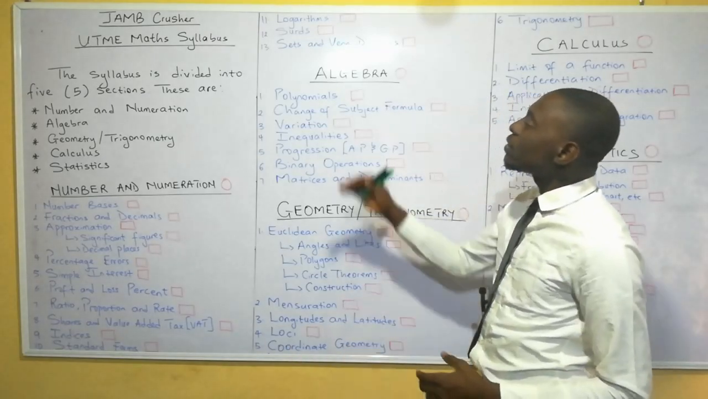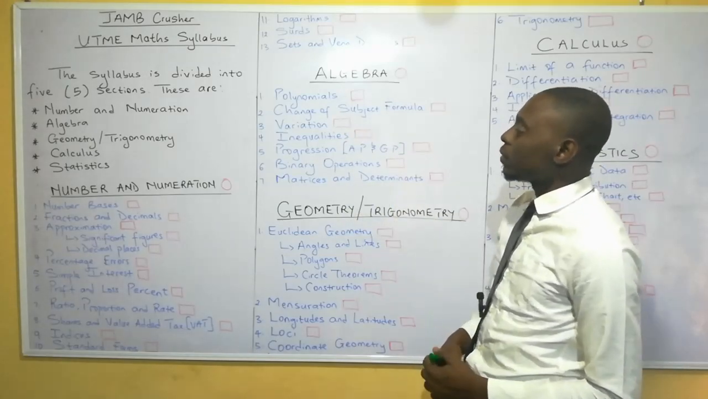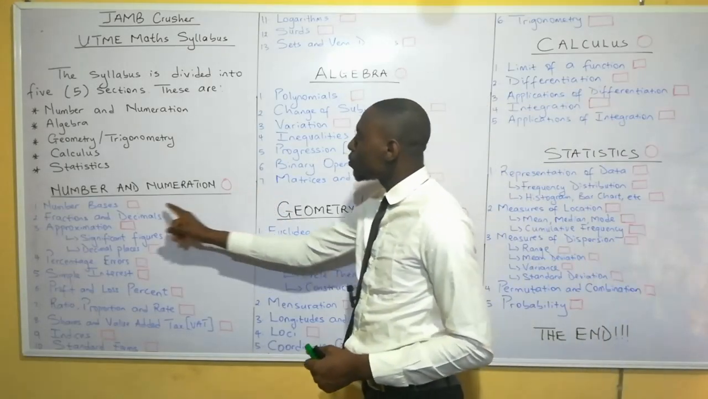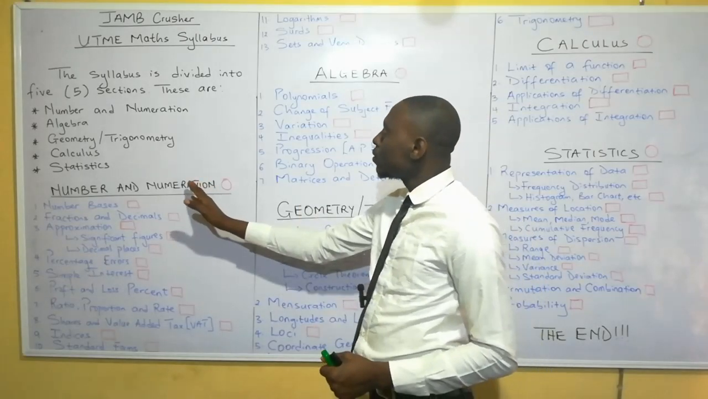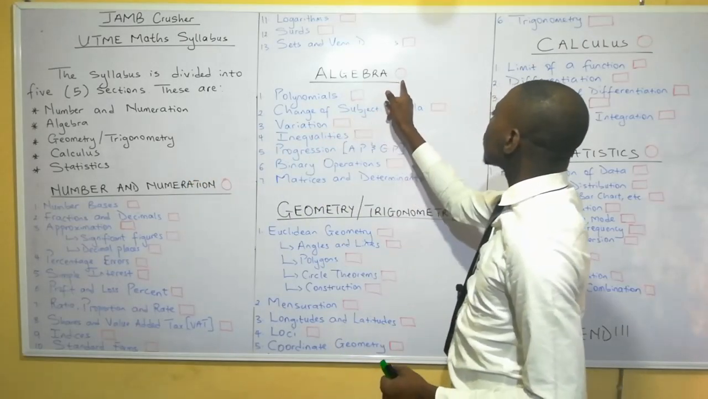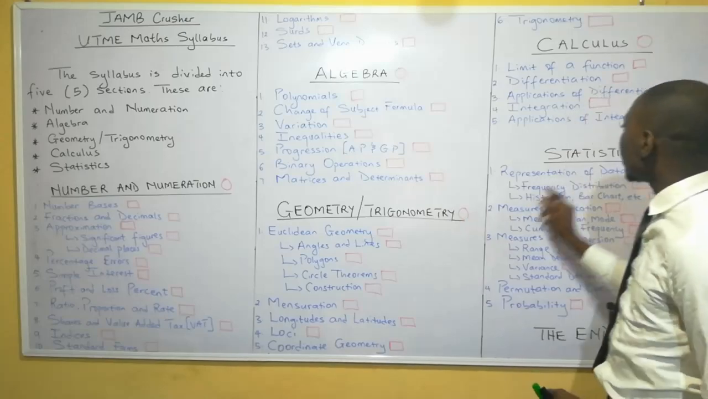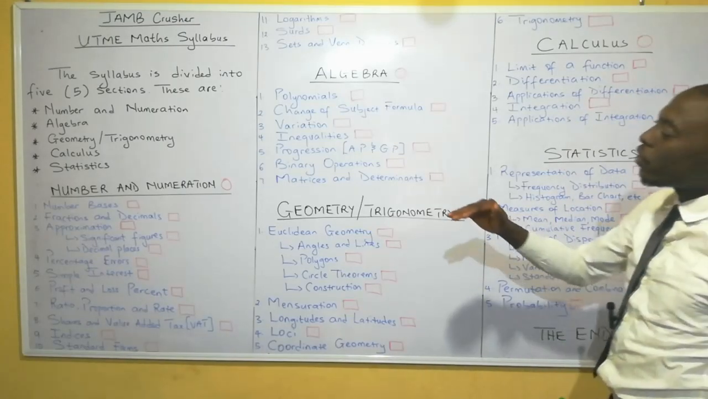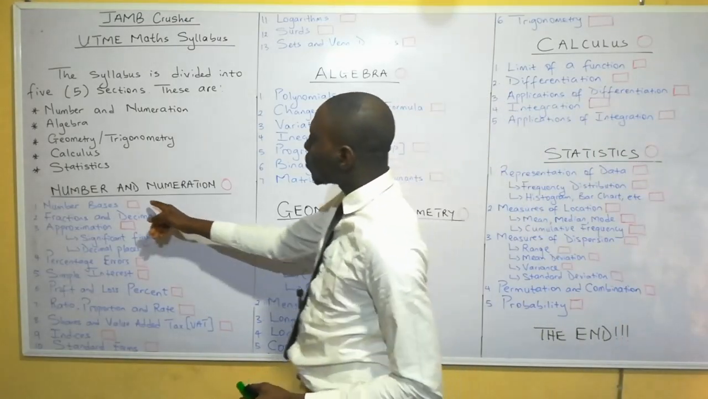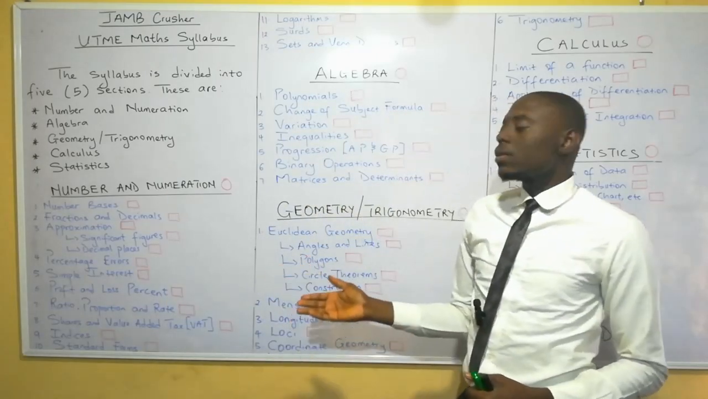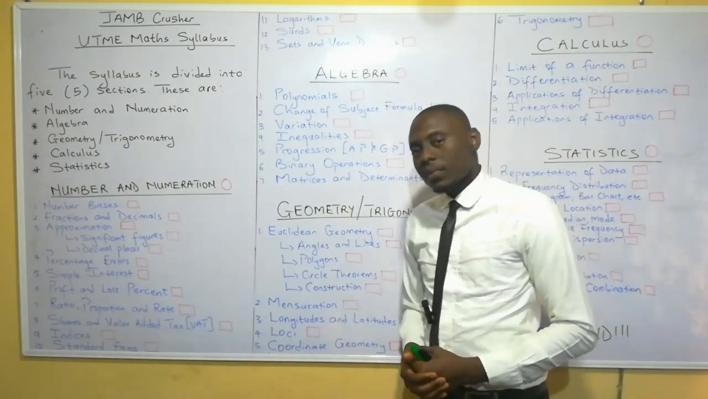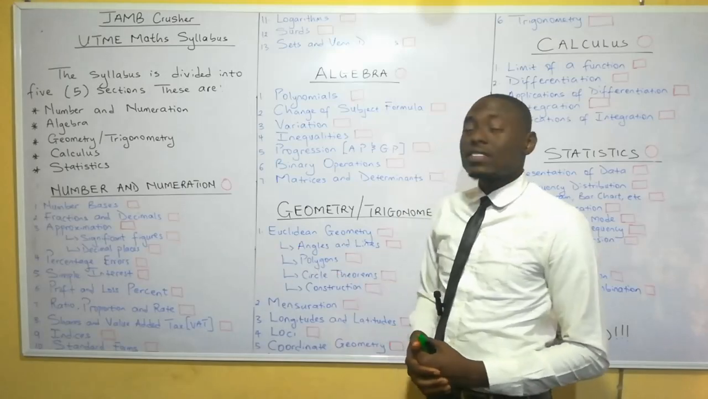Now, when you have written out all these topics and sections, you are going to draw these circles and boxes. You will notice that in front of each section, we have a circle. Then in front of each topic, we have a box. Now, what is the essence of this circle and what is the essence of this box?